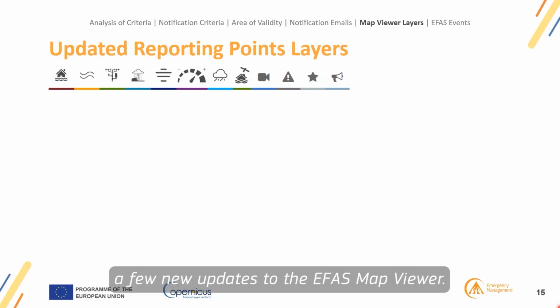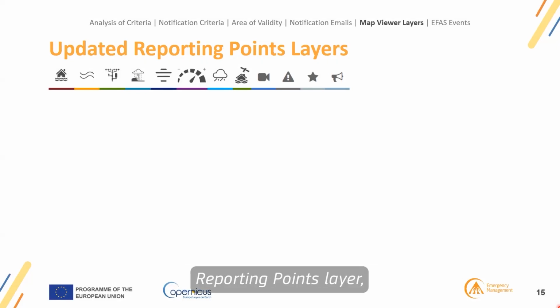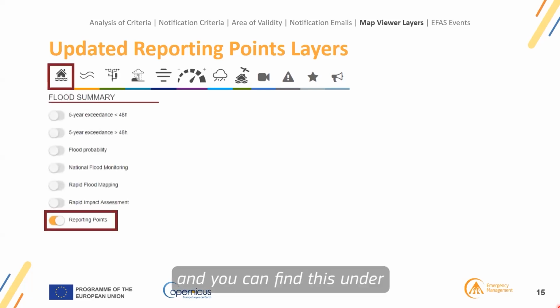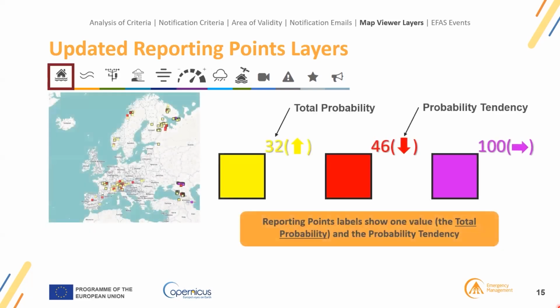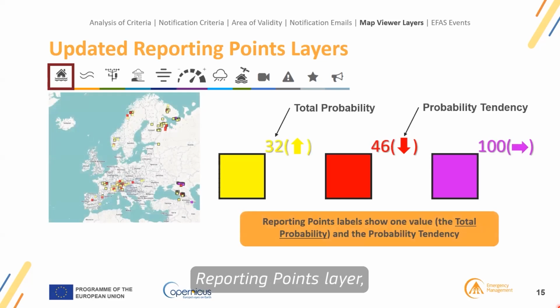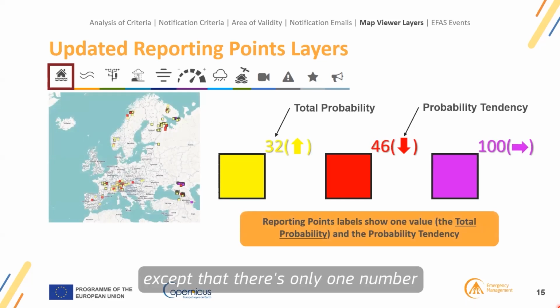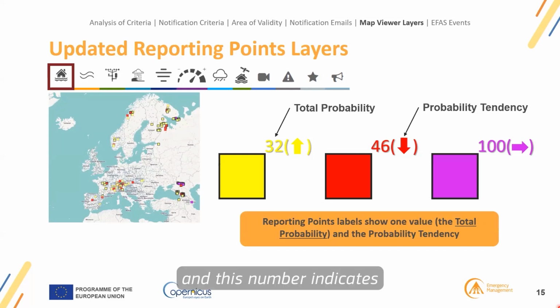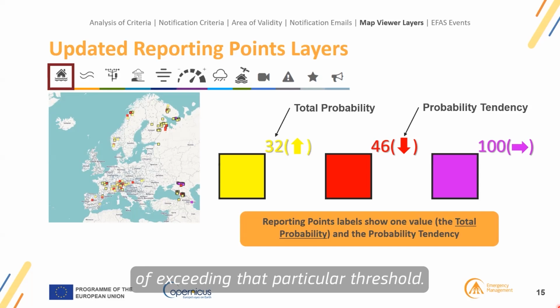Now we wanted to highlight a few new updates to the EFAS map viewer. First, we have an updated reporting points layer, and you can find this under the flood summary tab. It looks similar to the current reporting points layer, except that there's only one number to the upper right of the reporting points. And this number indicates the total probability of exceeding that particular threshold.